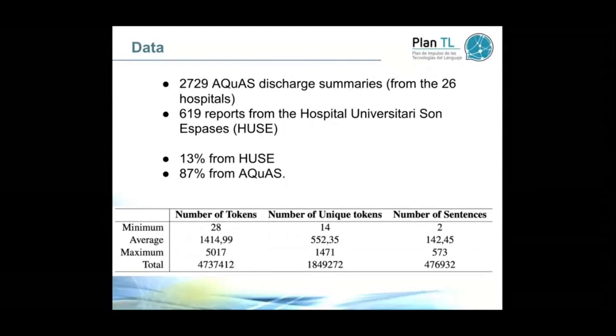We did some analysis on the data that we have. If you see in this table, the first row is the minimum number of tokens, which was 28. For the last column, the number of sentences, the minimum was 2, and the maximum was 573. So this is some information about the data we have.